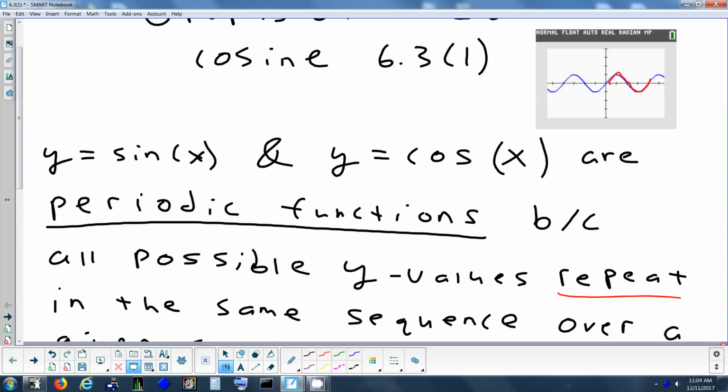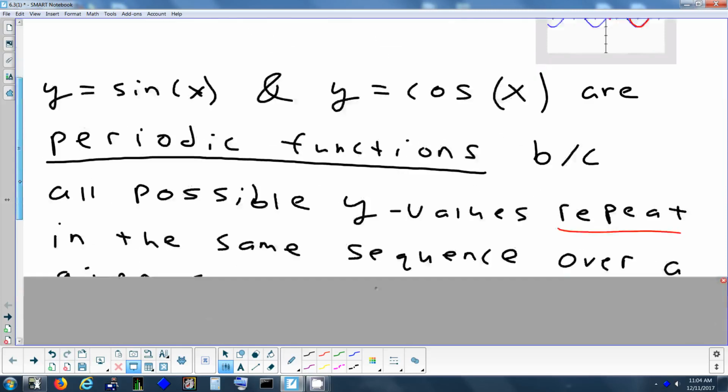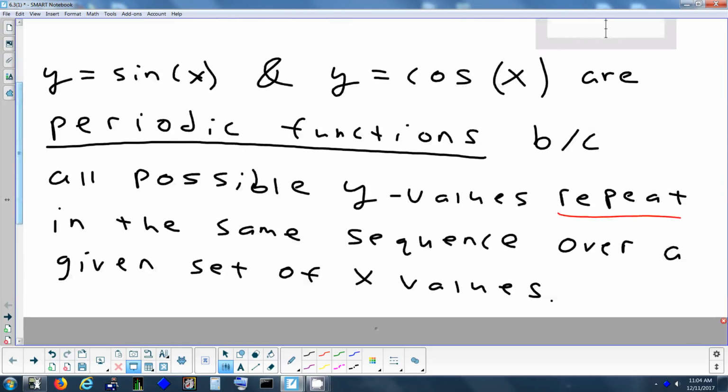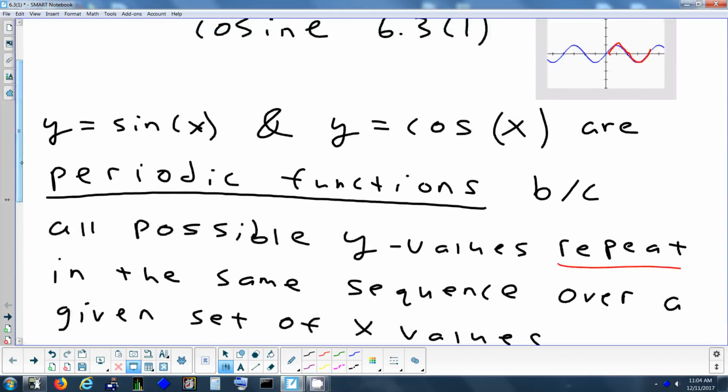And that's it. So those y values just keep repeating over a given set of x values. What's the given set of x values? It's from here to here, okay, where I just tried to show you back and forth.